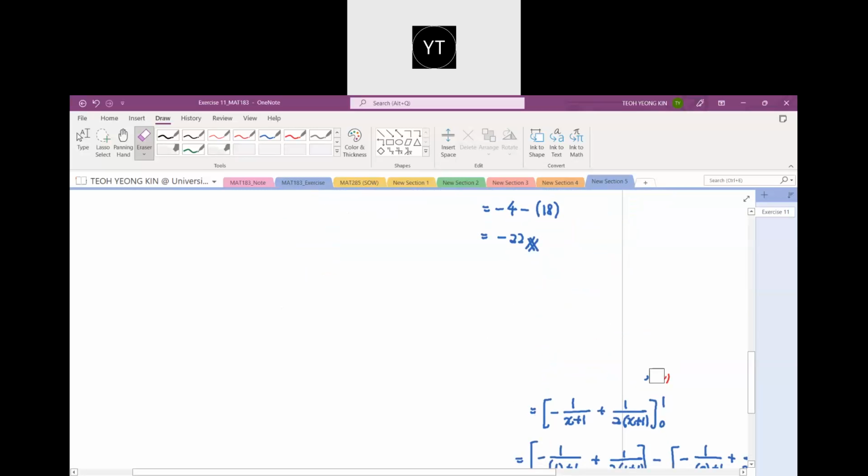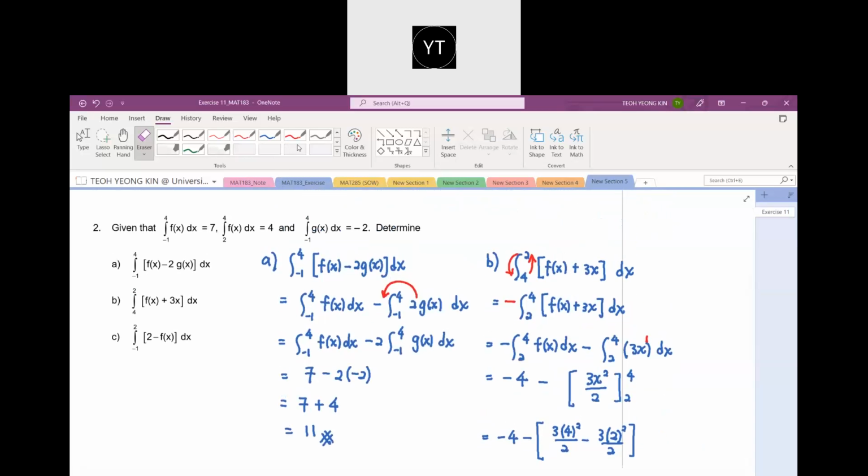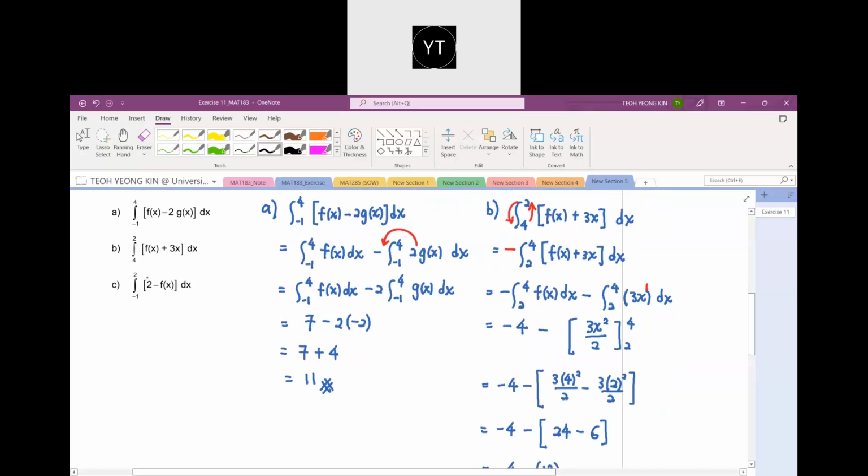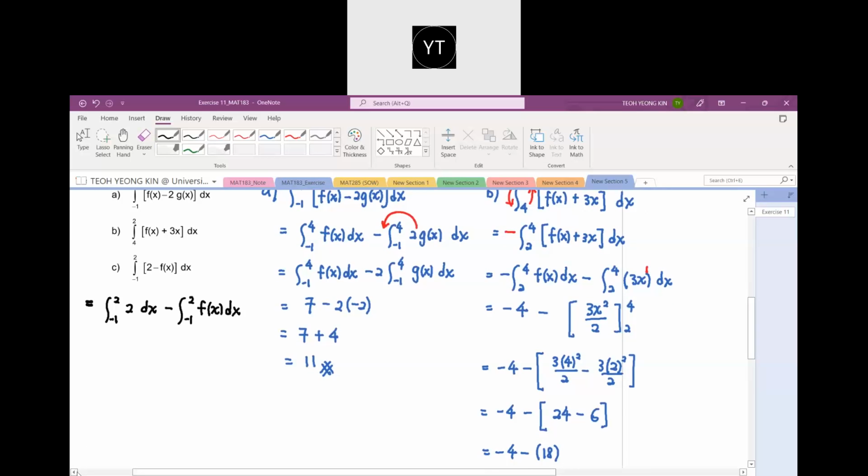Next, we'll look at C. If we look at C, for the first part, you have to integrate manually. So that means, like before, we separate into two parts. Integrate from negative 1 to 2 for the constant 2 with respect to x, minus integrate from negative 1 to 2 for f(x) dx.